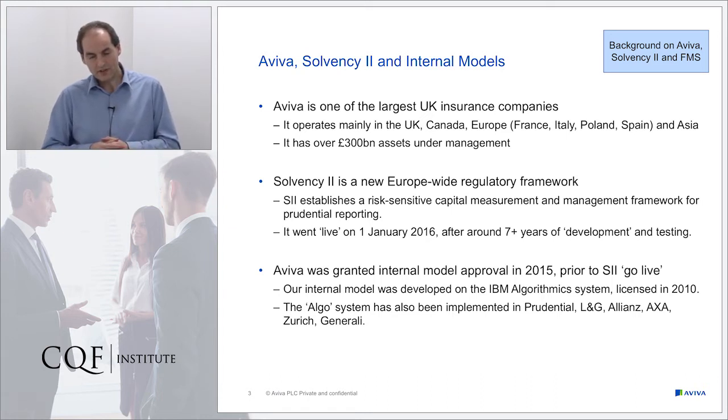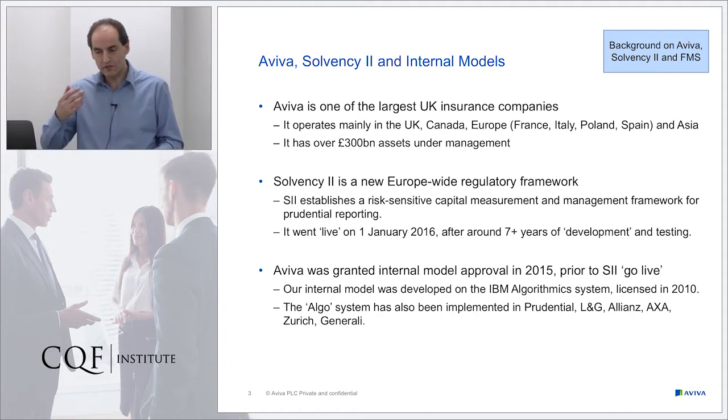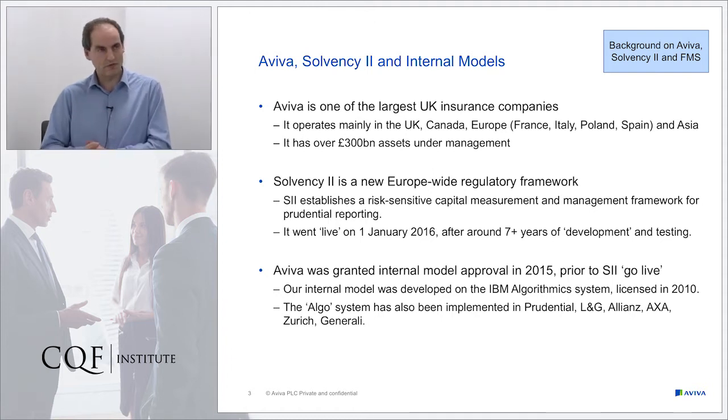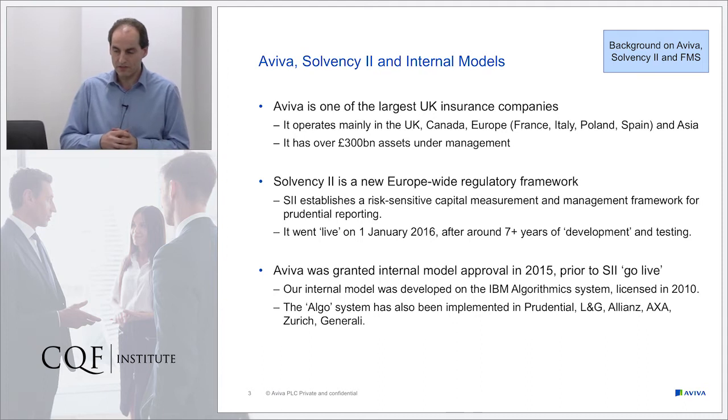You can either follow a standard approach to your capital models, or you can follow an internal model approach. And to follow an internal model approach, you've got to go through a number of hoops and get it approved as an internal view of your risks. And Aviva went through that process, and we were granted internal model approval in 2015.